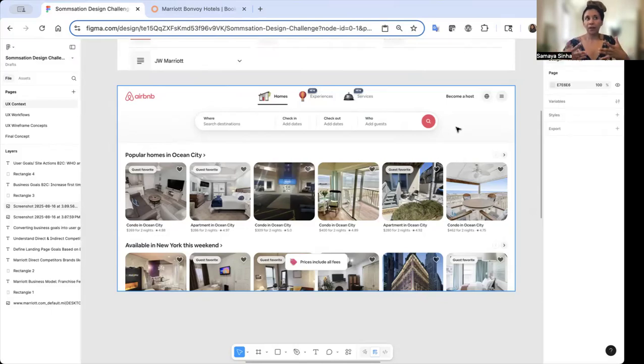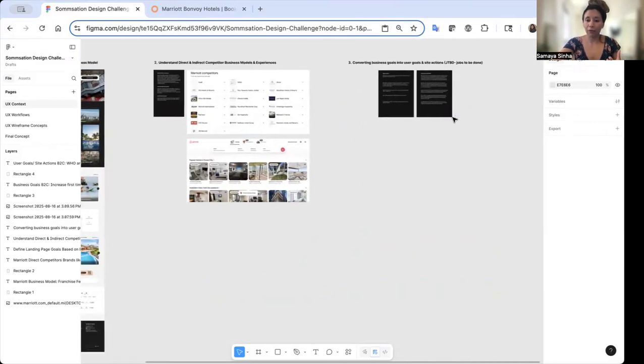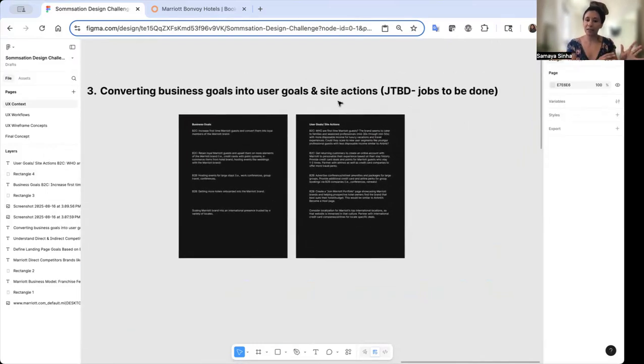Airbnb makes their locations and their experience a lot more accessible in terms of their architecture. So even though Airbnb is more of an indirect competitor and doesn't have the same business model as Marriott, it's really worth it to take a look at how Airbnb organizes information on their platform. And so from that, I started to convert the business goals that I was noticing into user goals and site actions.